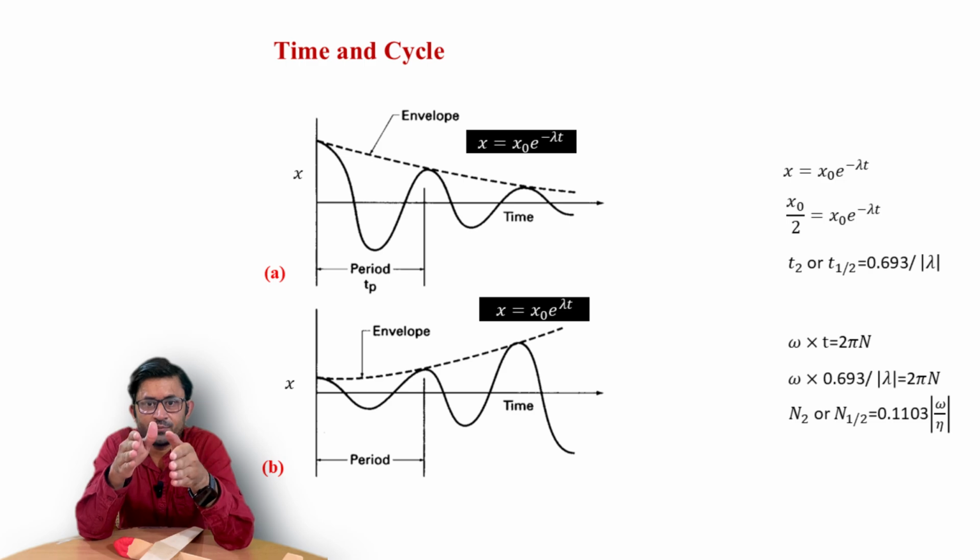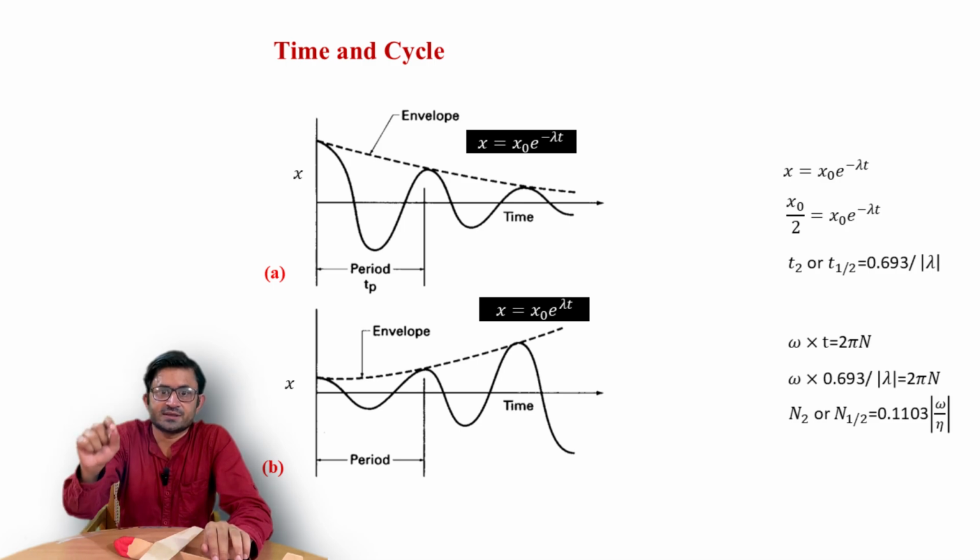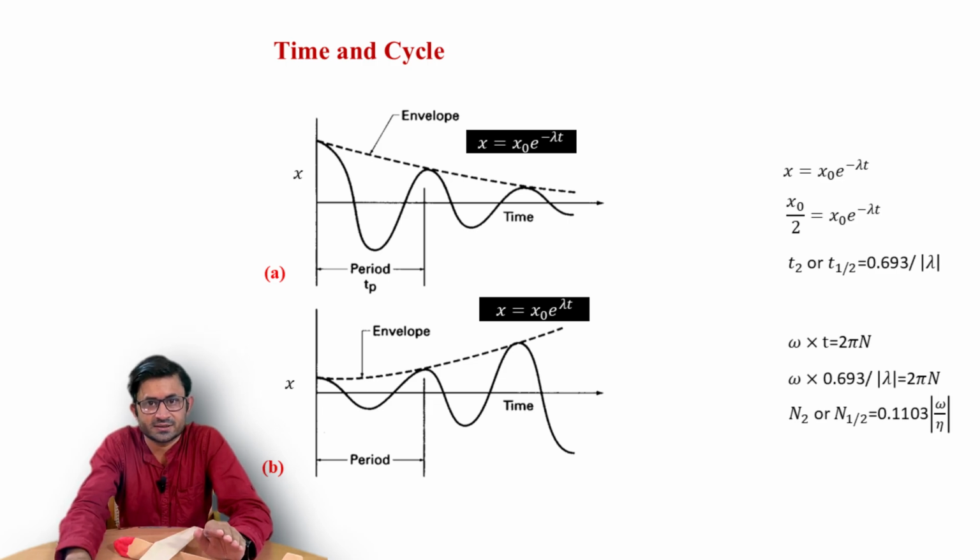When you say time to half, you are talking about a dynamically stable aircraft, and when you say time to double, you mean the dynamically unstable case, because the amplitude is increasing. That is why it is not half, it is double. Let's say the amplitude is x. How much time will it take to become x by 2? That is called time to half. And when it is x, how much time will it take to become 2x? That is called time to double. So time to double refers to the unstable case, and time to half refers to the stable case.